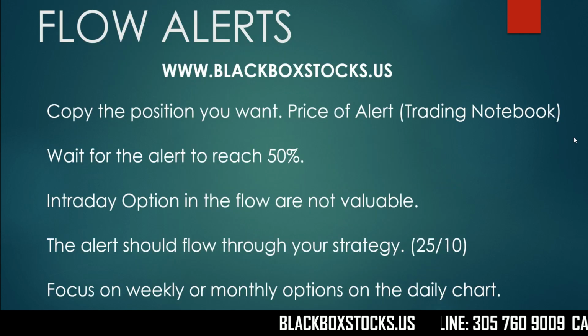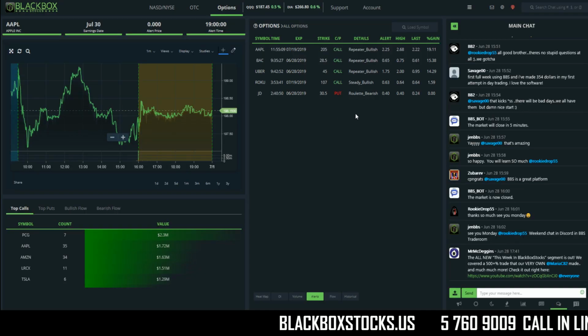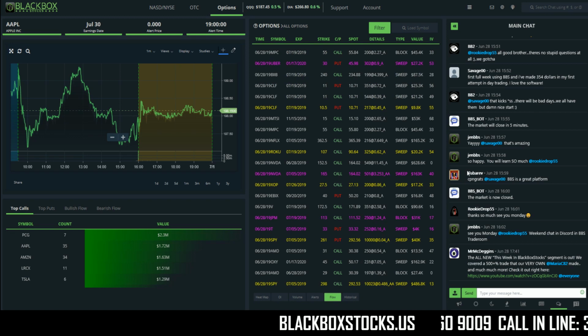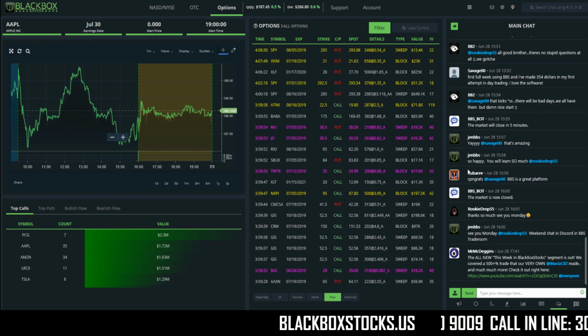Let's keep it going. So let's talk about now the flow alerts. The flow alerts are next to the action alerts, and the flow alerts are what I would call probably the second level of profitability in the BlackBox system. Again, the system offers so many ways to trade, but these are my two favorite. I'm only focusing on these two because I don't want to make this a 1 hour thing. I'm trying to deliver this to you as fast as I can here.